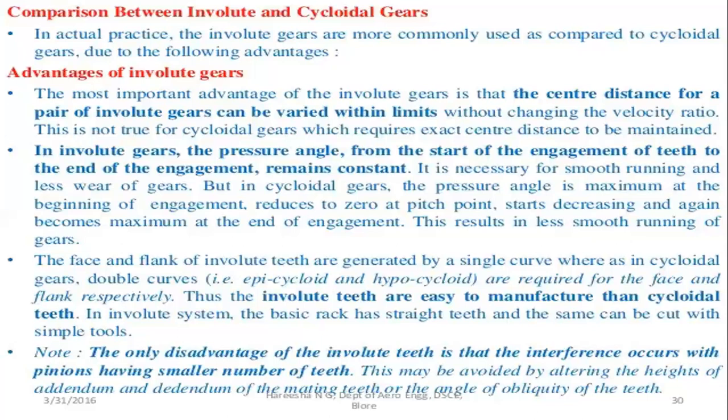Less wear means the gears have a high life, but in the cycloidal teeth, the pressure angle is maximum at the beginning of the engagement, and then it decreases and reduces to zero at the pitch point. So at the pitch point condition, it comes to zero. That is the ending of the engagement of the tooth. Then it starts increasing again and becomes maximum at the end of the engagement. So that is the biggest problem with the cycloidal gears.